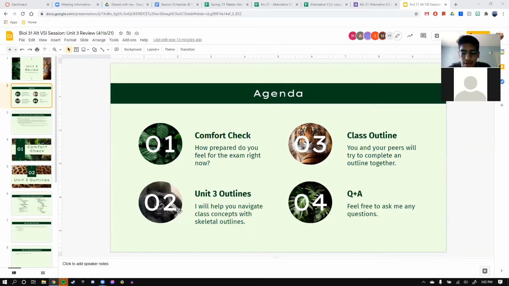Then the kind of usual staple activity, we've got our Unit 3 outlines. These are skeletal outlines that I will take you guys through. We'll navigate them based on, organized by lecture concepts. And we'll have a couple questions to test your retention on material, as well as your understanding of material for these respective outlines. So that'll be good practice as well.